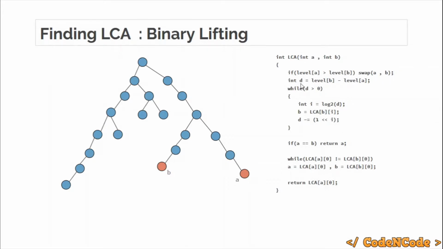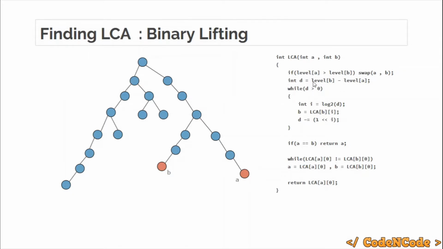So now we would calculate distance, level of B minus level of A. This is same as the naive approach. Now here, while D is greater than 0, again same thing, but instead of making a jump of length 1, what we are doing here is calculating I as log base 2 of D, and then we update B to be LCA of B, I, which is making a jump of length 2 raised to power I. Since we have made a jump of length 2 raised to power I, we have to reduce 2 raised to power I from D. So D minus equals 1 left shifted I times, which is 2 raised to power I.